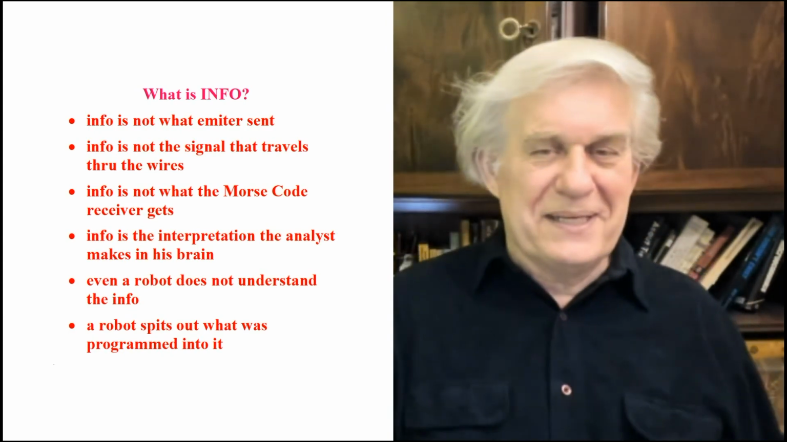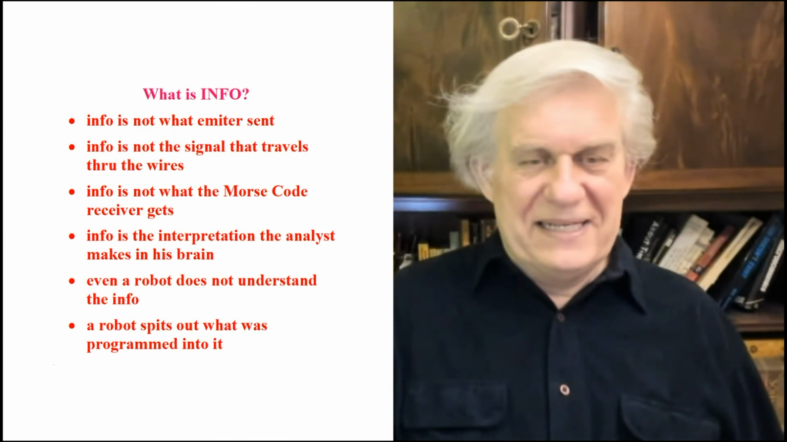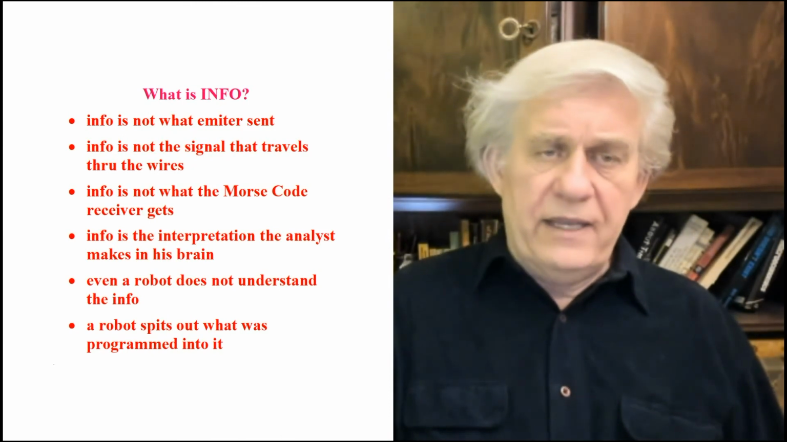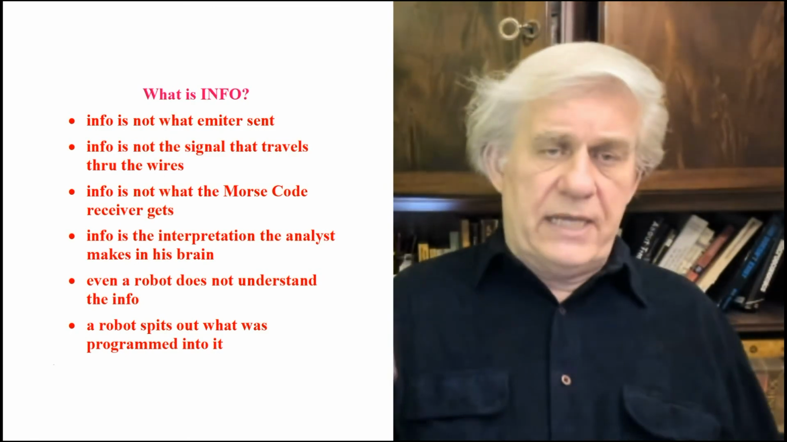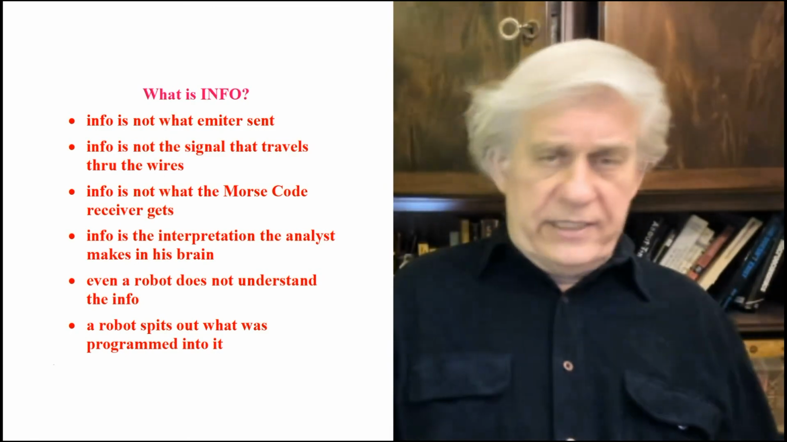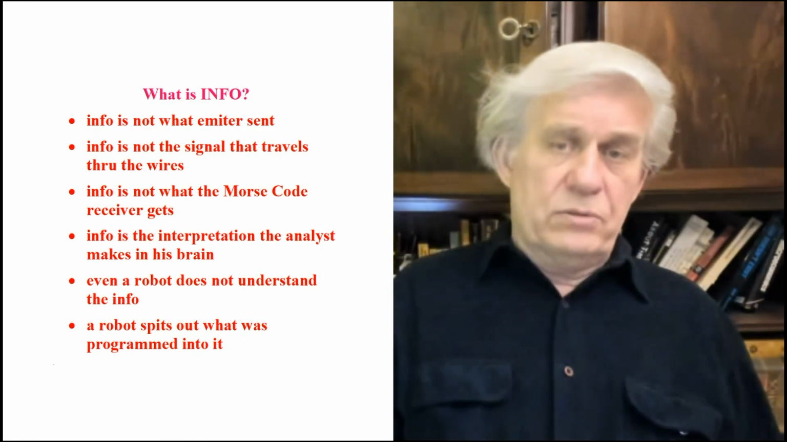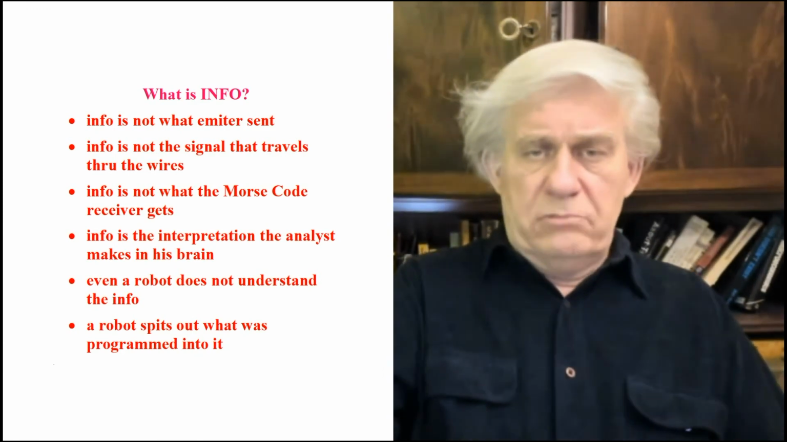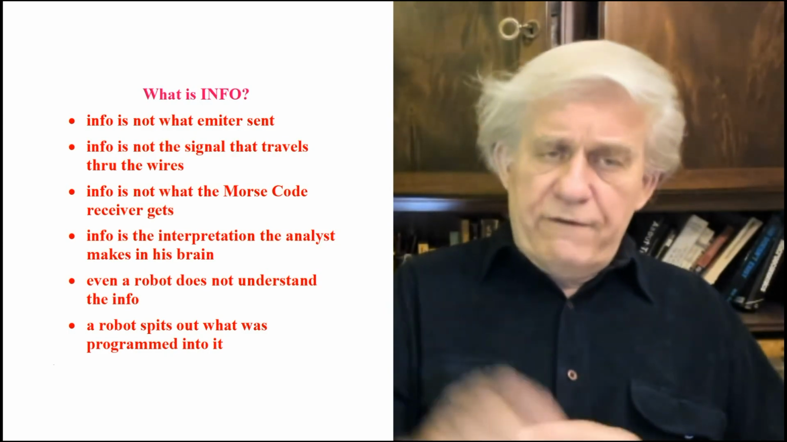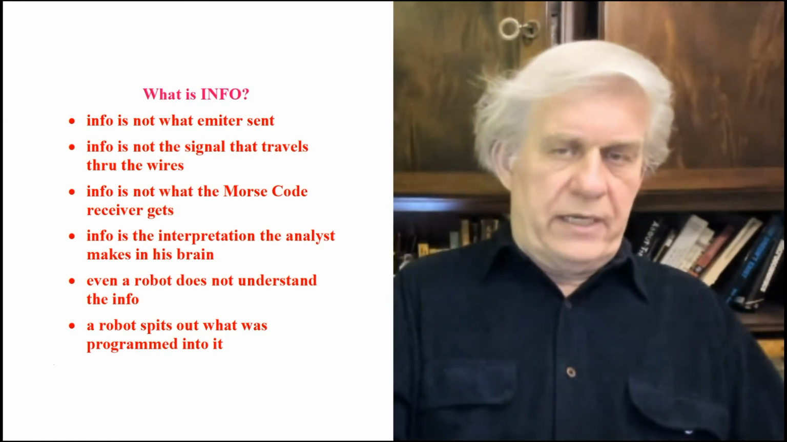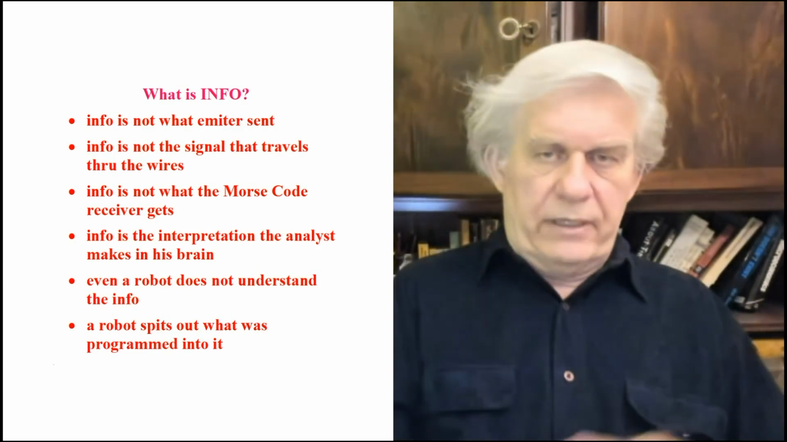Okay, it's not DNA. We'll get to that. So what is information? Info is not what the emitter sent. It's not the signal that travels through the wires, and it's not what the receptionist of the Morse code gets on his or her device. Information is the interpretation the analyst makes in his brain of whatever he sees out there.